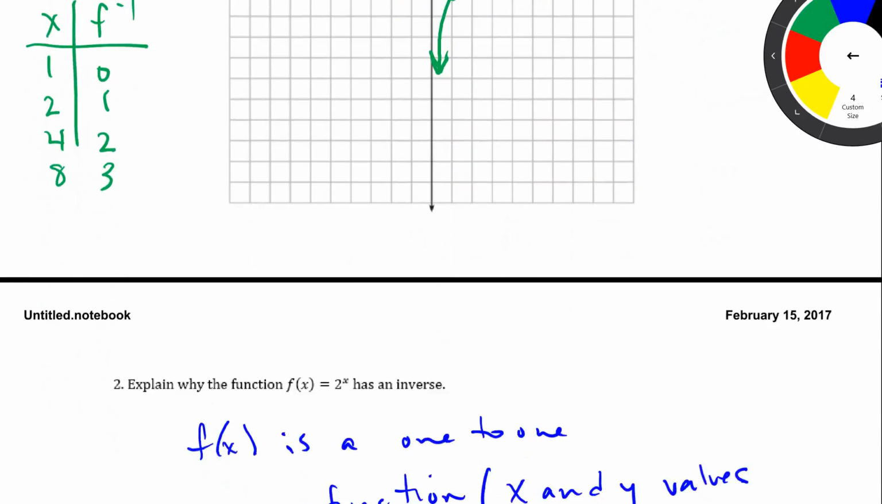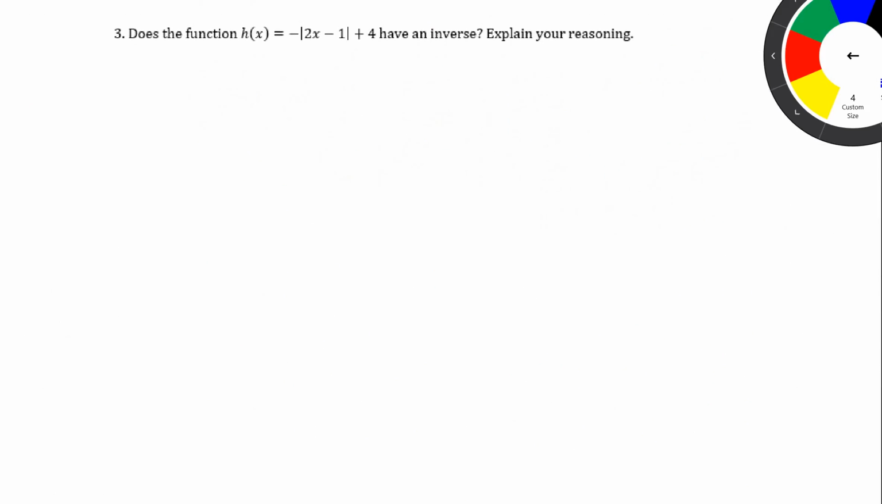All right, so if we go on to number 3. Number 3 says, does the function h of x equals negative absolute value of 2x minus 1 plus 4 have an inverse? Explain your reasoning. Now, the first thing we have to do to be able to complete this question is actually graph this function.